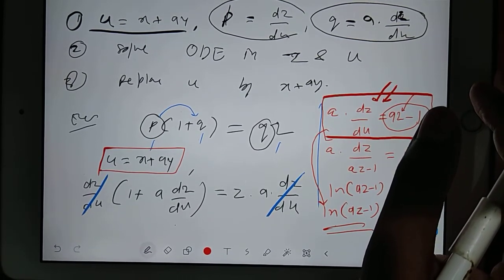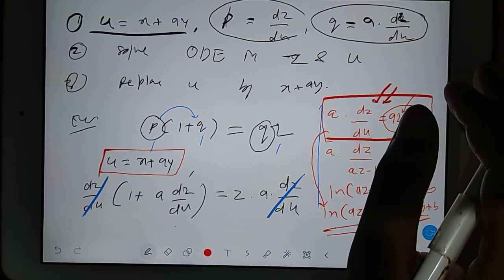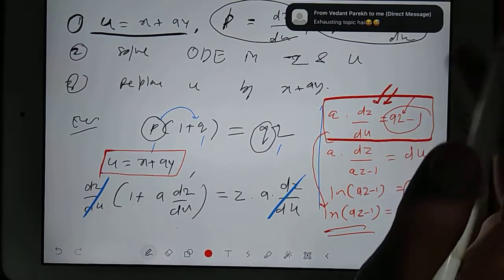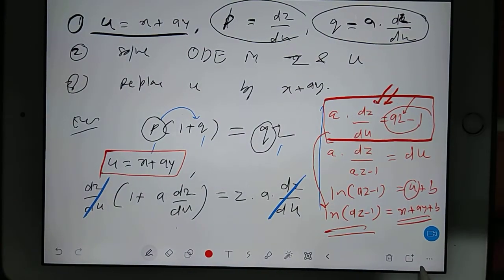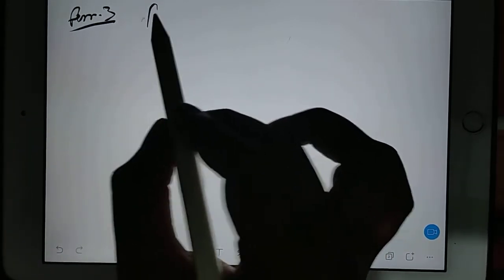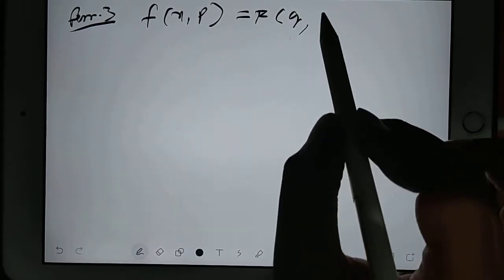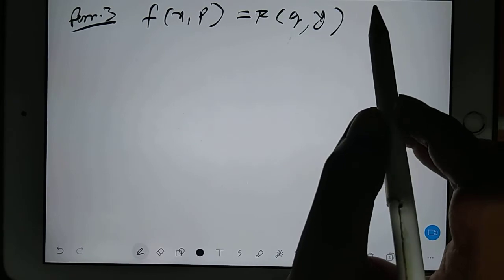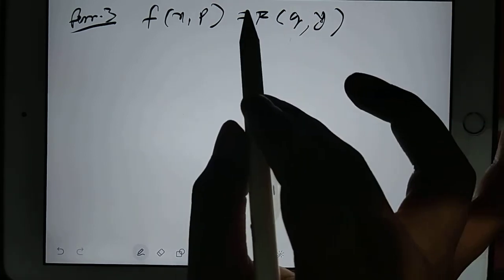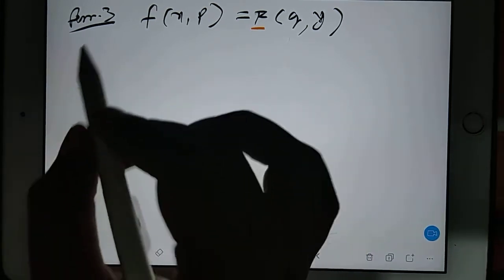In the third type, two types of functions will come, like x and p, and q and y, they both will come. Z will not come. I will change the page. So we have to go for form 3. Now in form 3, your x and p will come, and your q and y will also come. So when you have this kind of format, you have to judge in the partial differential equation which form is given. So understand.